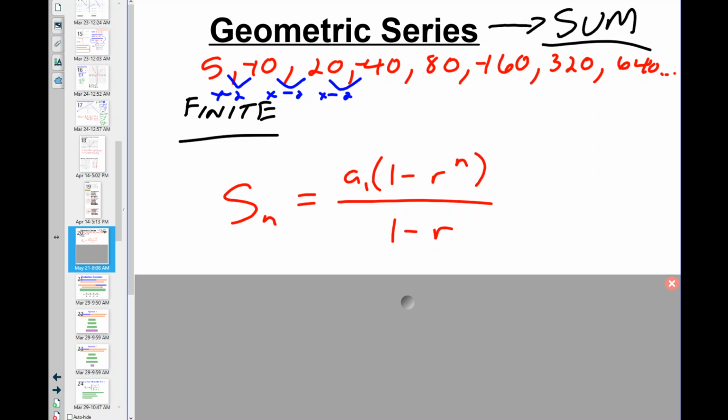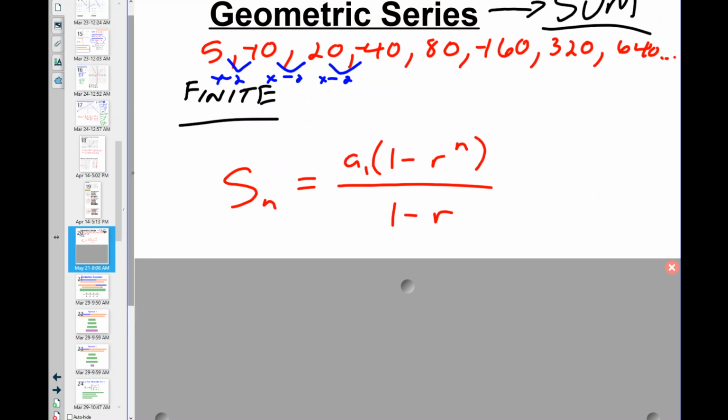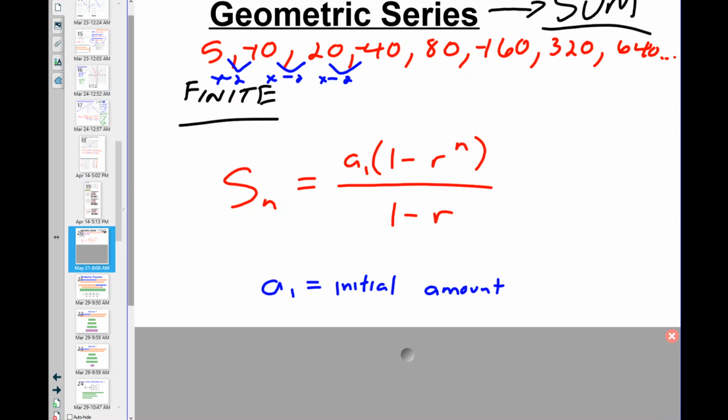What do you think the S sub N stands for? Sequence? No. What do you think the S stands for? If I just told you what series stands for. Sum, yeah. So the sum of some finite amount of numbers is equal to, what do you think A sub 1 stands for? Because you have it in front of you. Yeah, it's the first amount. So like on that sequence that I just wrote, what was the first amount? Five. Okay.